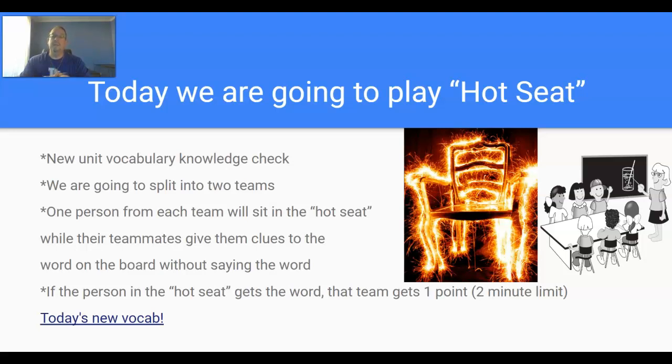Come up here, sit in the hot seat. I will write a vocabulary word on the board behind you. You're not allowed to turn around and look. And then your team has to describe that word to you without saying the word. So then you give descriptions, something business related, anything along those lines to help you figure out what that word is. If you figure out the word in less than 2 minutes, your team gets a point.